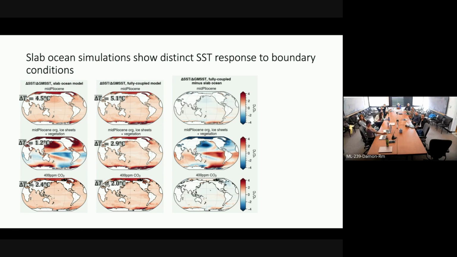Consequently, the global temperatures rise as a result, and we get more linearity between the global temperature responses. And just to highlight that, this is a differences plot of the normalized SSTs between the fully coupled and the slab ocean simulations, which show significant warming in those key areas I mentioned.